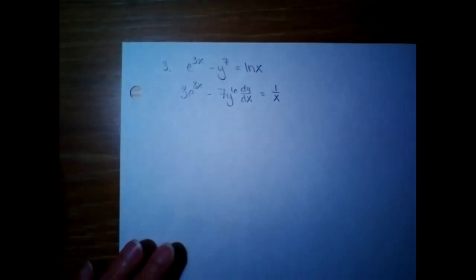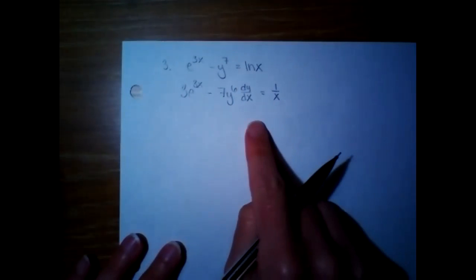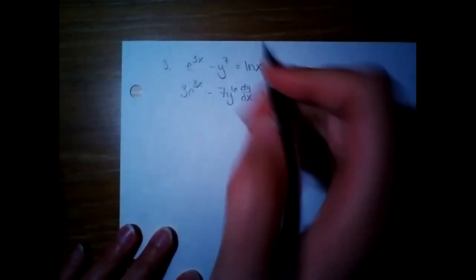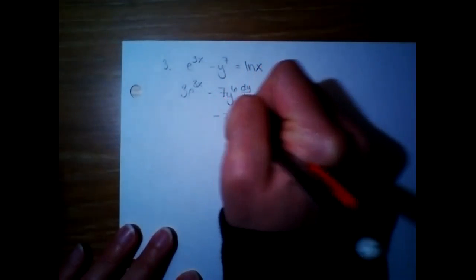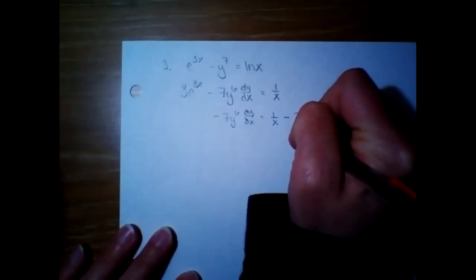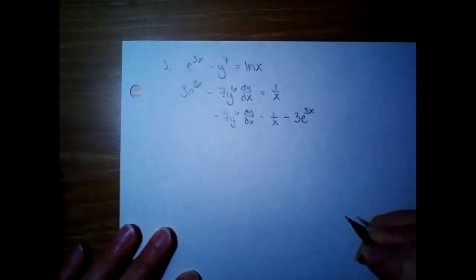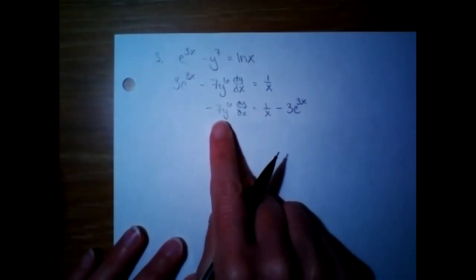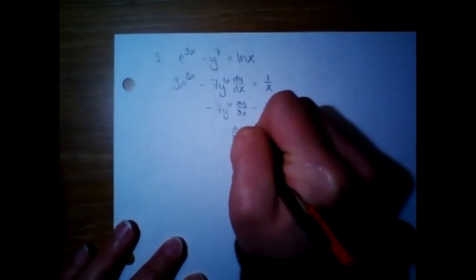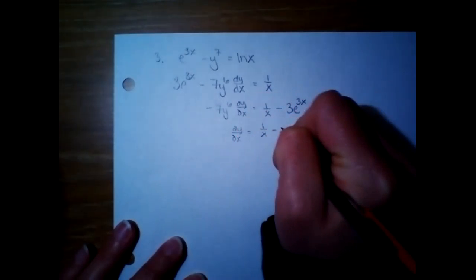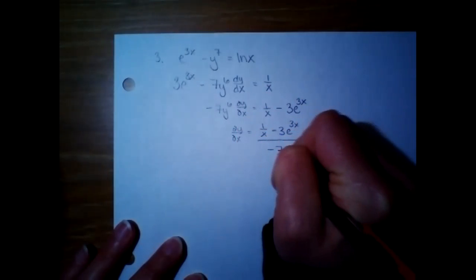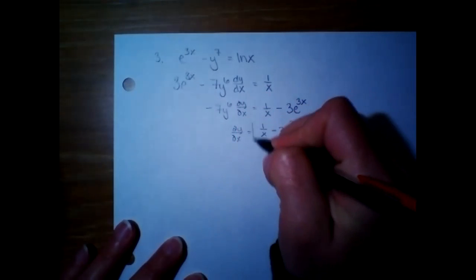And so after that, it's just a bunch of messy algebra. You just want to get dy dx by itself. So I'm going to subtract this over to the other side. And then the last step would be to divide by the negative 7y to the 6th. And you are going to end up with a fraction within a fraction, which is totally fine. I mean, again, if your answer looks like a gigantic mess, then you probably did it right.